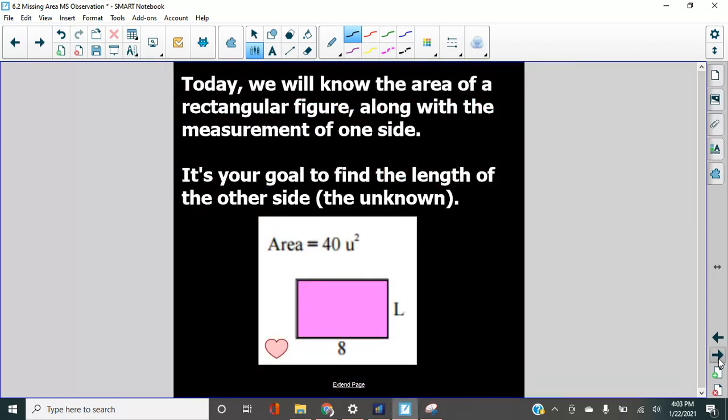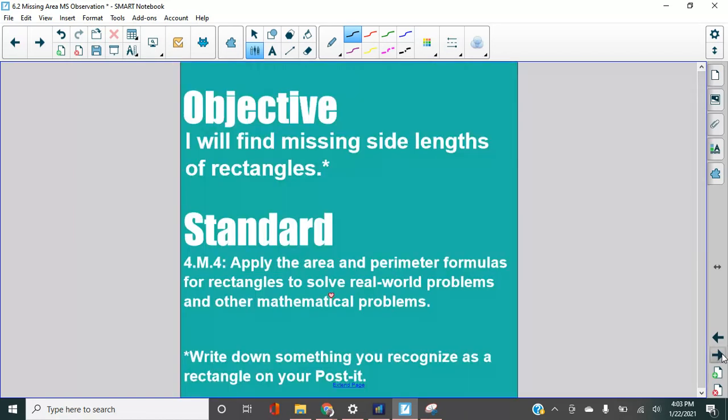Either way. Right, today we're going to know the area of the rectangular figure, and we're going to know the measurement of one side, but your goal is to be able to find the length of the other side. And a lot of times there will be a letter there that stands for what is unknown. There it is. I will find missing side lengths. Okay, and we're working on some real world problems that have to do with area today.